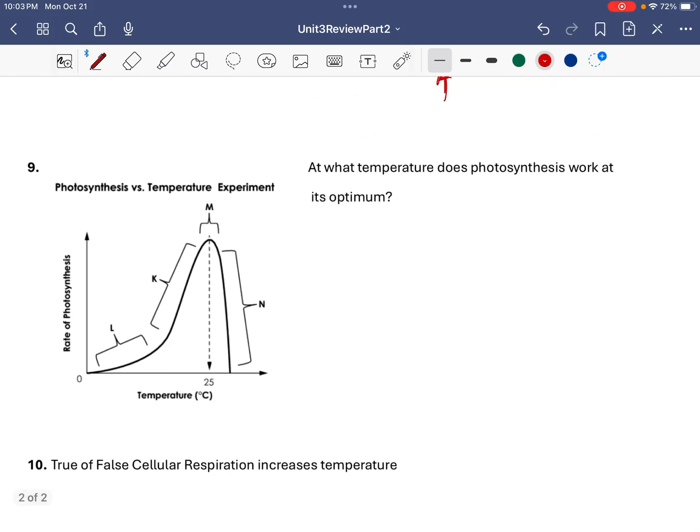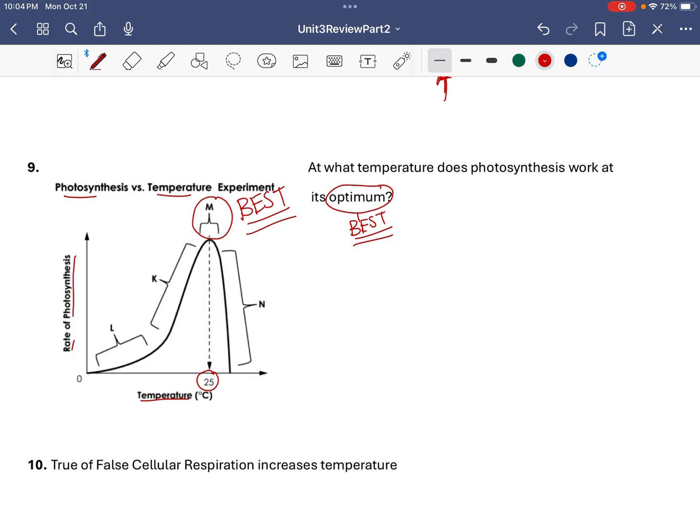At what temperature does photosynthesis work at its optimum? So remember, optimum, el óptimo, it's basically like where is it working at its best? So looking at the image, we have the rate of photosynthesis, the temperature, and its photosynthesis versus temperature. Here, you have your number down there, the peak. This is your best work.